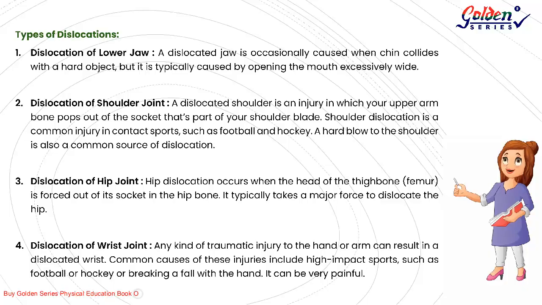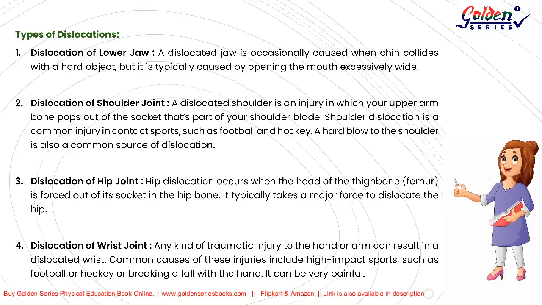Number 2. Dislocation of shoulder joint. A dislocated shoulder is an injury in which your upper arm bone pops out of the socket that's part of your shoulder blade. Shoulder dislocation is a common injury in contact sports, such as football and hockey. A hard blow to the shoulder is also a common source of dislocation.